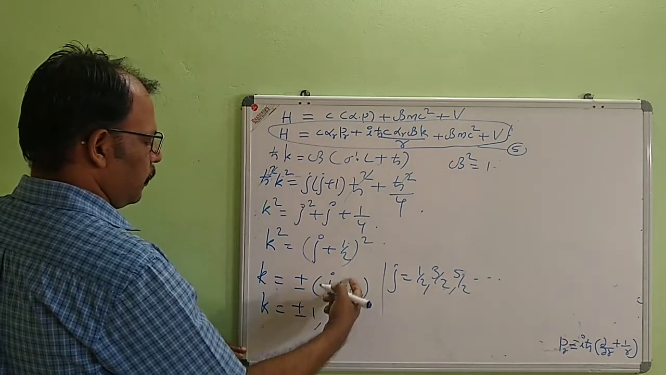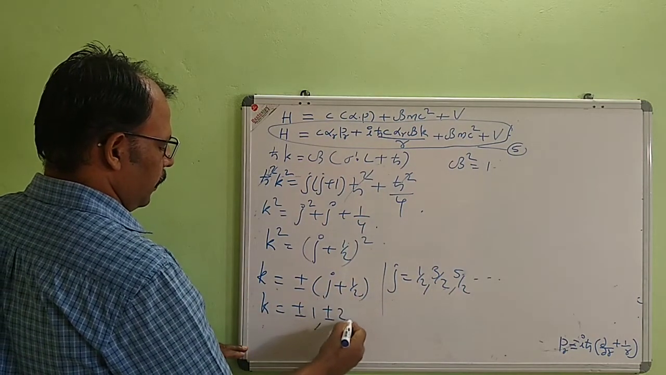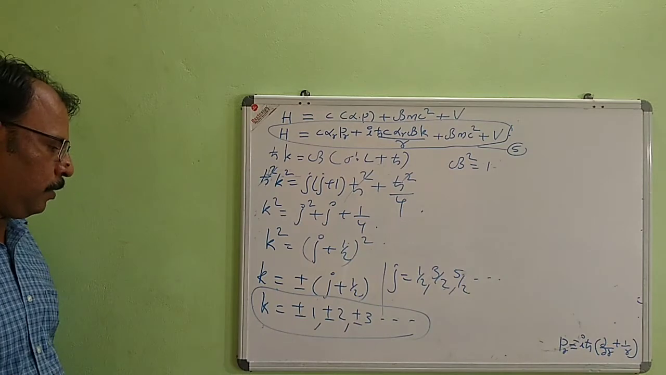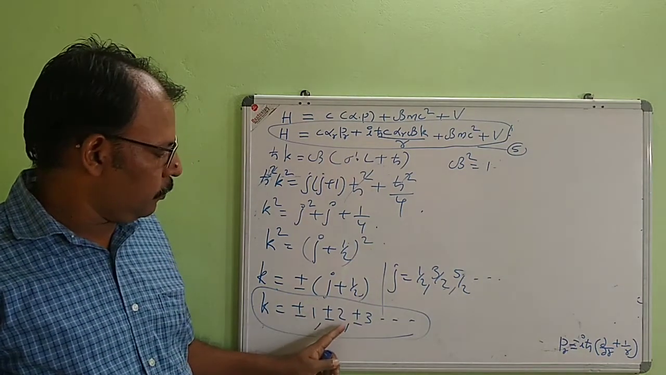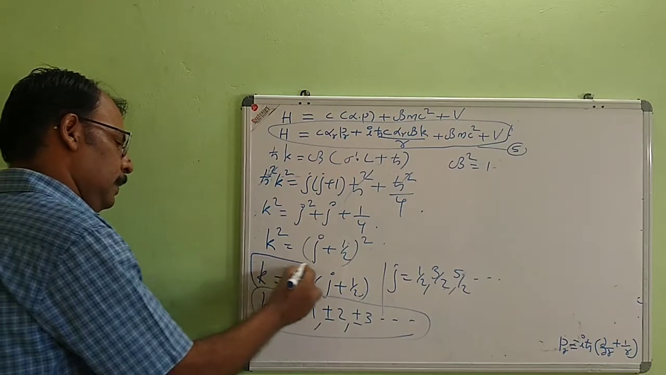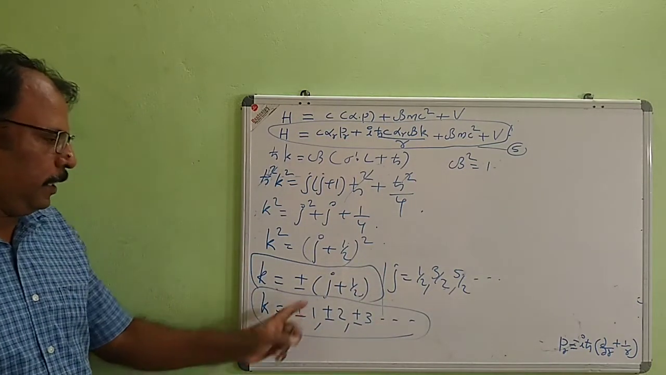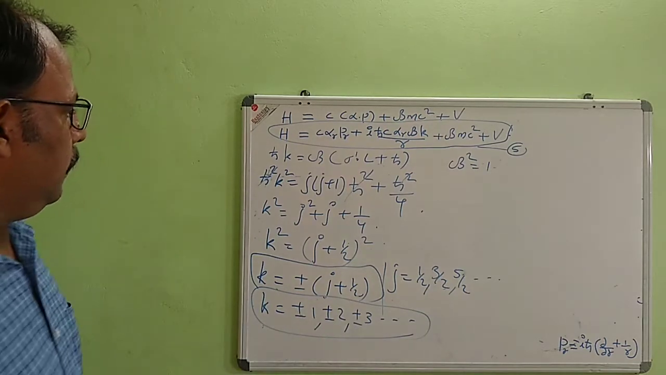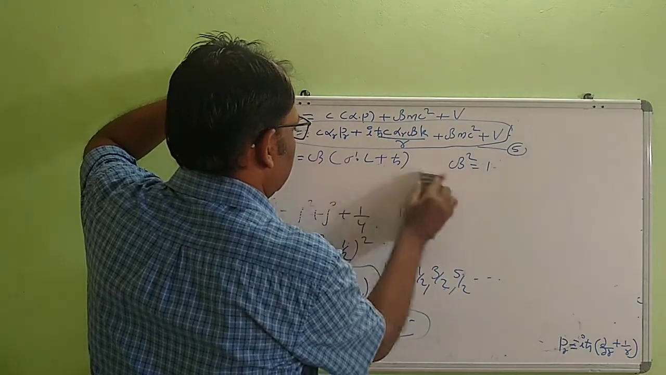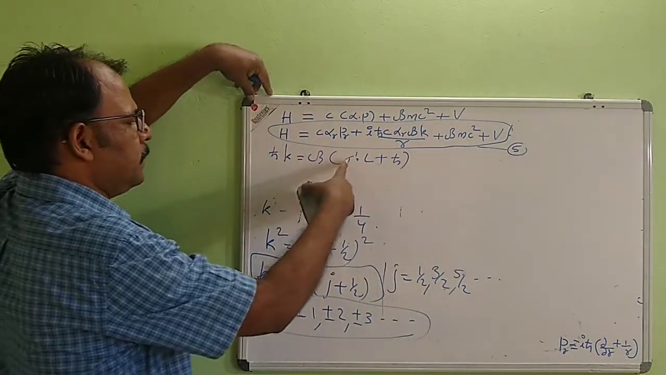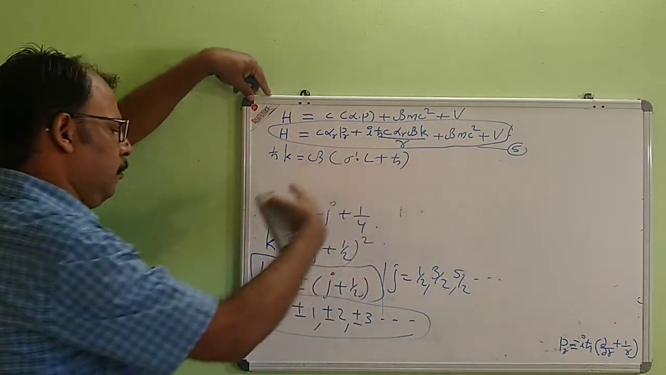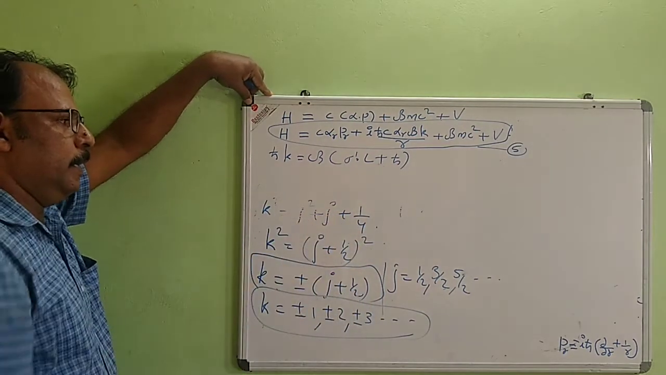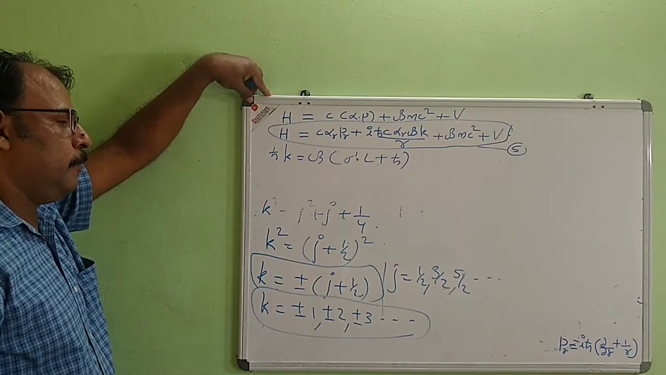Now 3 by 2, 3 by 2 plus 1 by 2, 4 by 2, it is 2. Plus or minus 2, plus or minus 3, etc. So k is a quantum number, it can have plus or minus 1, plus or minus 2, plus or minus 3, etc. The eigenvalue of k is given by plus or minus j plus 1 by 2. So we defined a new operator k as h bar k equal to beta sigma prime dot l plus h bar, and now we determine the eigenvalue of k.